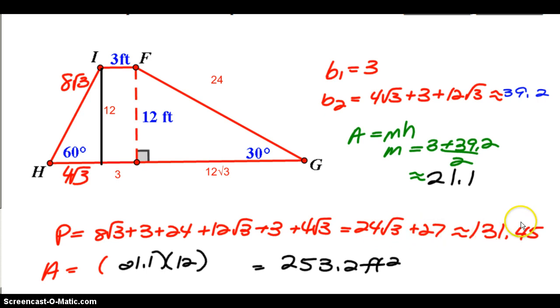There's your rounded. In order to find the area, we need to do median times height. So our bases are 3 and 39.2. So that gives us a median of 21.1. So our area is 21.1 times 12, which is 253.2.